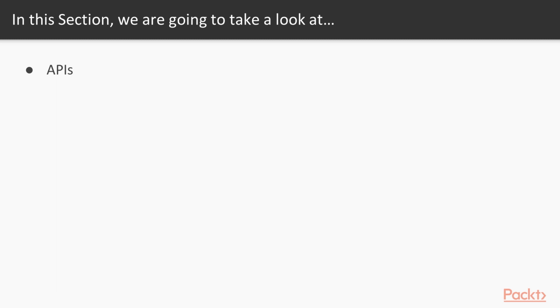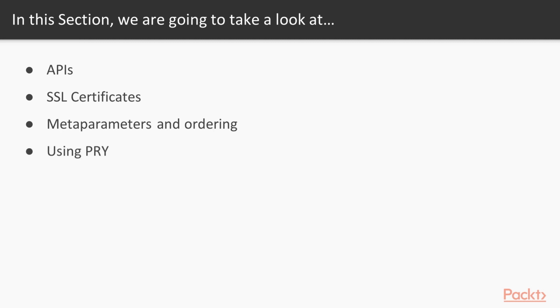The next topic, we're going to talk about SSL certificates, and specifically how SSL works between the master and the agent. Then we'll move on to metaparameters and ordering and learn how to use metaparameters in Puppet. And finally, our last topic in this section is how to inspect the Puppet server using Pry. So let's get started.